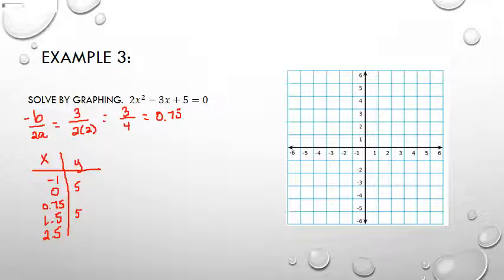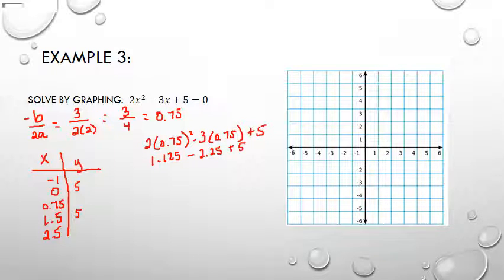Now let's go ahead and plug in the 0.75. So it's going to be 2 times 0.75 squared minus 3 times 0.75 plus 5. So this would be okay to get out your calculator. Make sure you're doing the exponent first, 0.75 squared. And you should get 0.5625. Then take that and multiply it by 2. And you get 1.125. Then minus 3 times 0.75. That gives us 2.25.